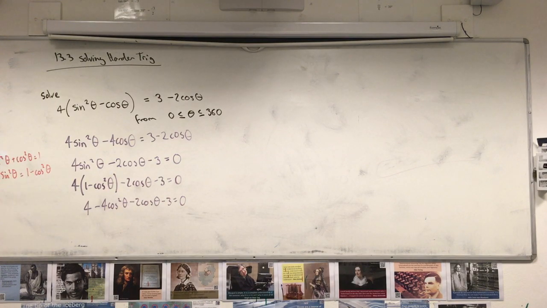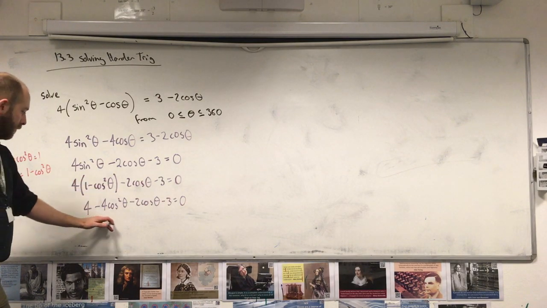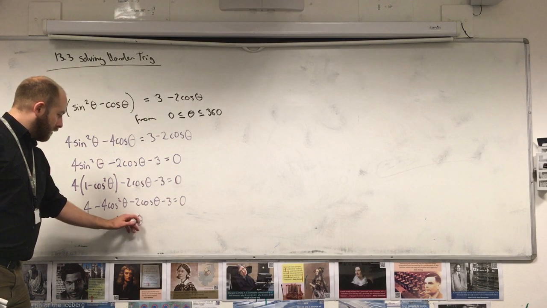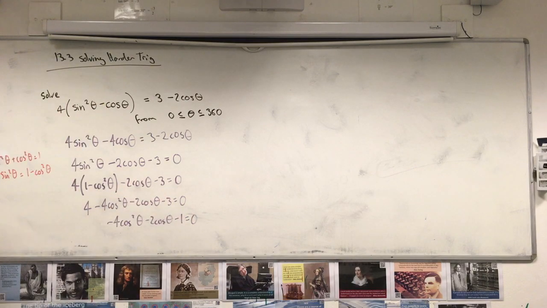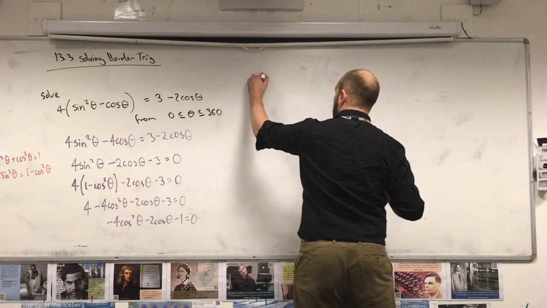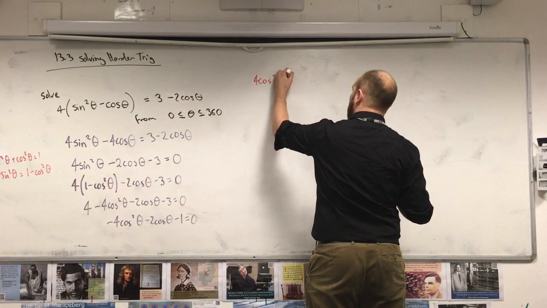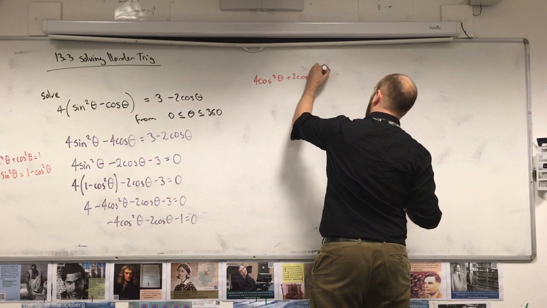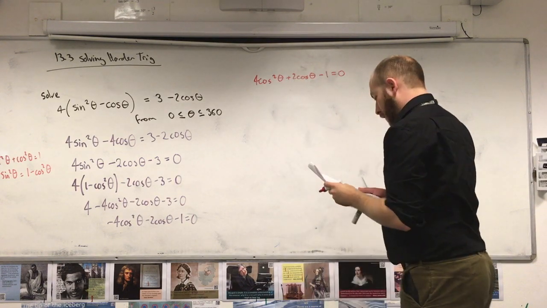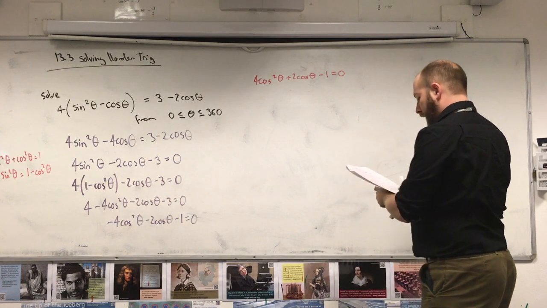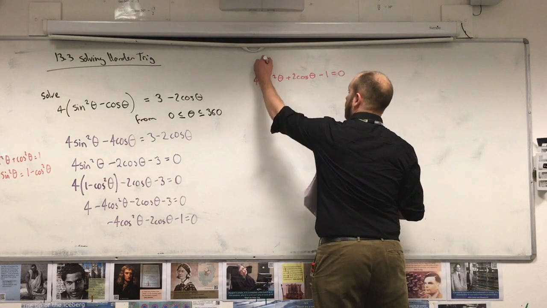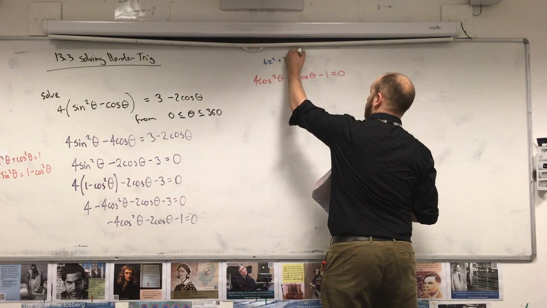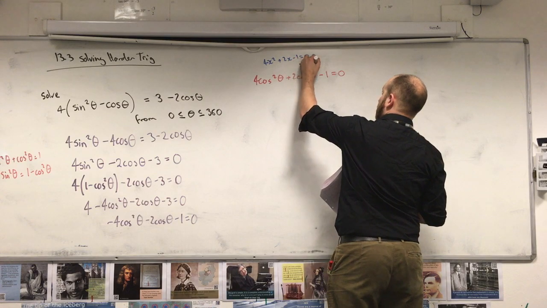Almost there now. So 4 take 3 is 1, so you get minus 4 cos squared minus 2 cos minus 1 equals 0. And to make that a bit easier, let's times it by minus 1. So we get 4 cos squared theta plus 2 cos theta minus 1 equals 0. Cool, so we can factorise that. If you're finding it hard to factorise, put it in your calculator, or you could say, if you like, 4x squared plus 2x minus 1 equals 0, where x equals cos theta.